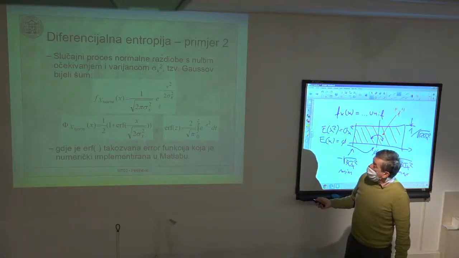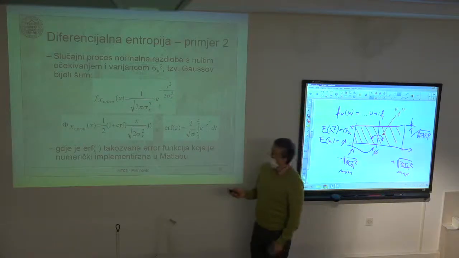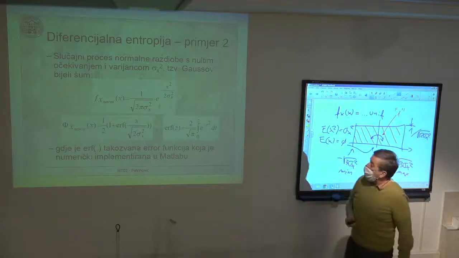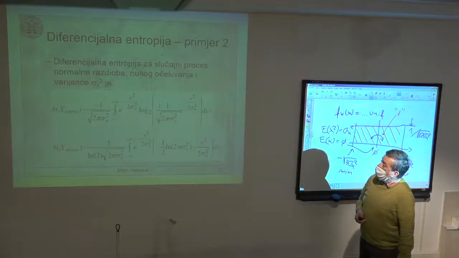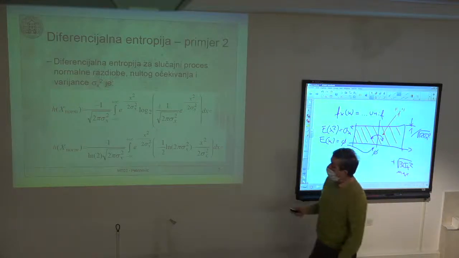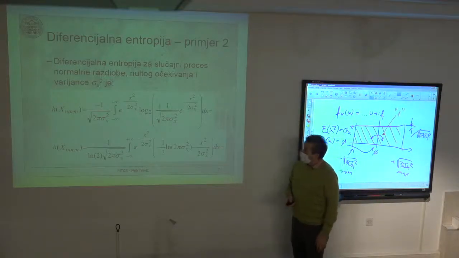And based on this error function that defines the cumulative density function, we can derive the differential entropy. So what we want to derive is this differential entropy h of x for the Gaussian distribution of the input random signal. So we want to find this h of x. So not uniform, but now x normal, Gaussian distribution.